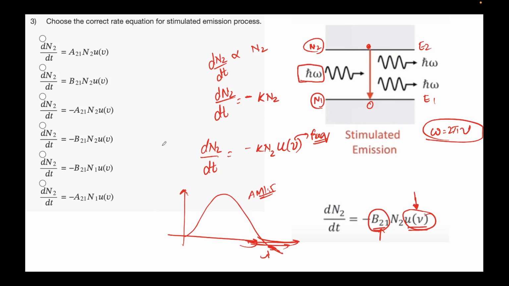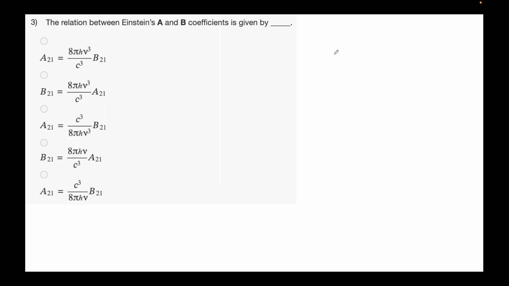So the rate of change of N2 will be minus B21 times N2 times u of nu. This is the option, minus B21. It will not depend on N1. It doesn't care how many states are available here, because it has to decay from here. It only cares how many electrons are in the upper level, the N2 level. That's what we are doing here. Now, a key thing is that the coefficients A and B, which we talked about, are not independent. They are dependent on each other. We talked about A21 and B21 both.